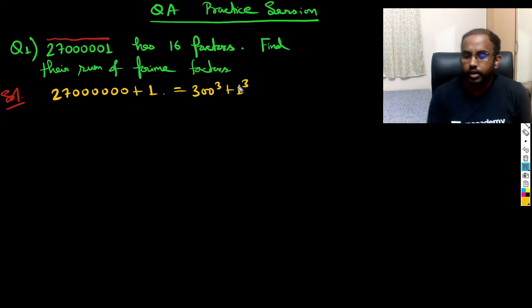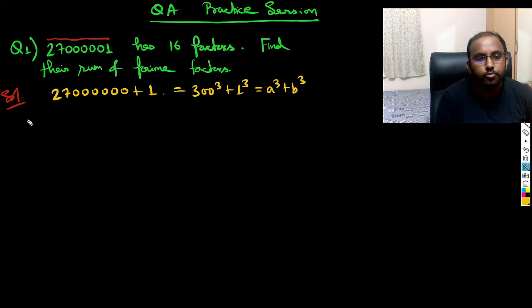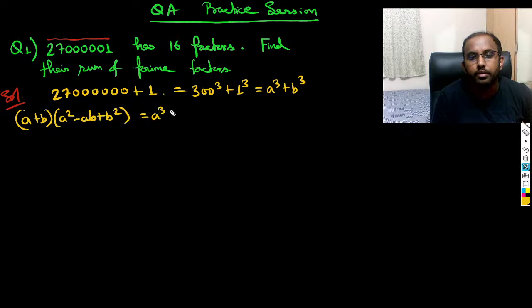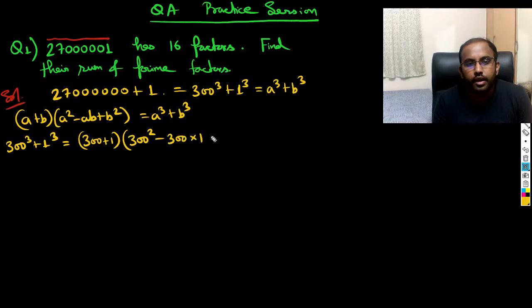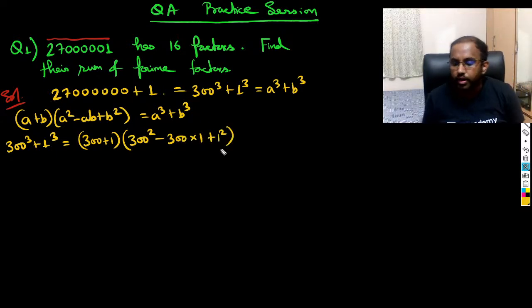And then this 300 cube plus 1 cube is actually a cube plus b cube form, right? This a cube plus b cube form can be written as a plus b into a square minus AB plus B square. That's how we write A cube plus B cube, right? So similarly, we'll write here 300 cube plus 1 cube is equal to A plus B, that is 300 plus 1 into A square minus AB, 300 square minus AB, 300 into 1, right, and then plus B square, plus 1 square actually, correct.